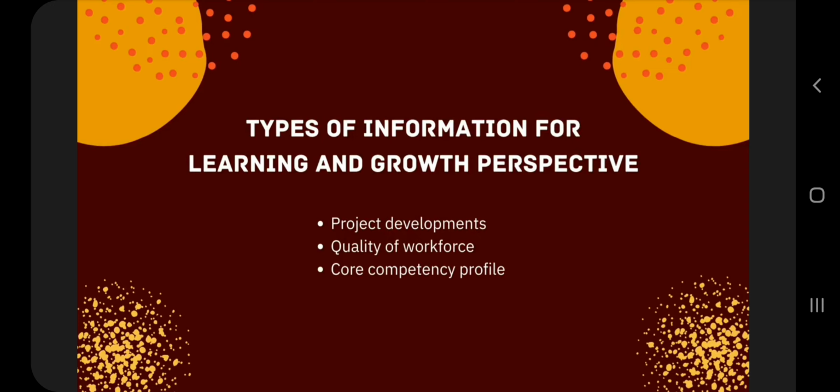Examples of this information are employee developments, quality of workforce, core competency profiles. This information should not be overlooked since the employees are the backbone of a company, and they will contribute to the success and the achievement of goals of the organization. That would all be the types of information for every perspective.